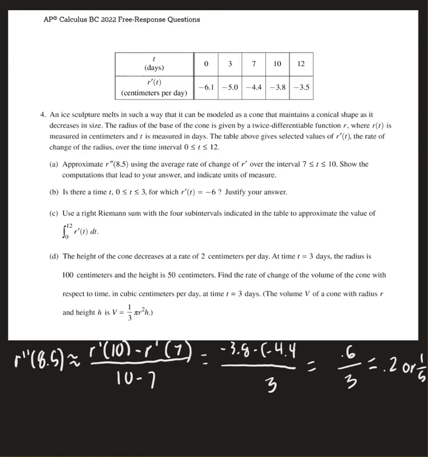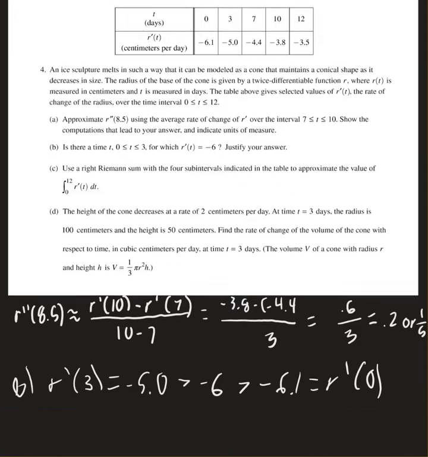For part B, we have to find, is there a time 0 is less than or equal to t is less than or equal to 3 for which r prime of t equals negative 6. So r prime of 3 equals negative 5.0, which is greater than negative 6, which is greater than negative 6.1, which equals r prime of 0.